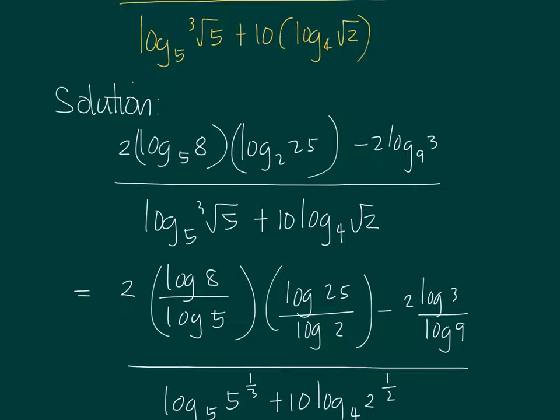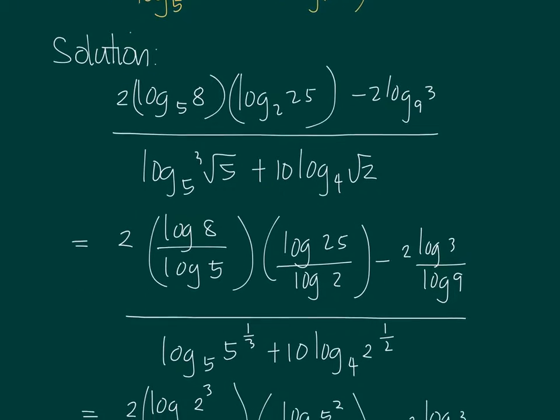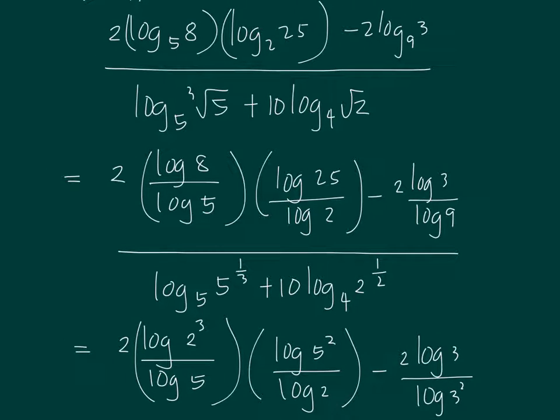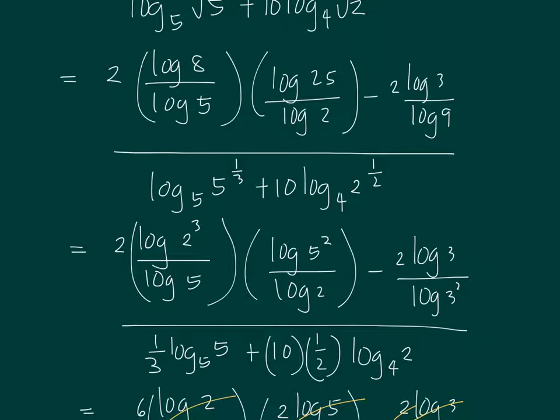This is log 25 over log 2 by the change of base. And then you have 2 log 3 and then log 9, again by the change of base. We do the same, although we did some initial steps. I see a cube root which can be changed to raised to 1 over 3. At the same time, square root is raised to 1 over 2. And then continue simplifying.